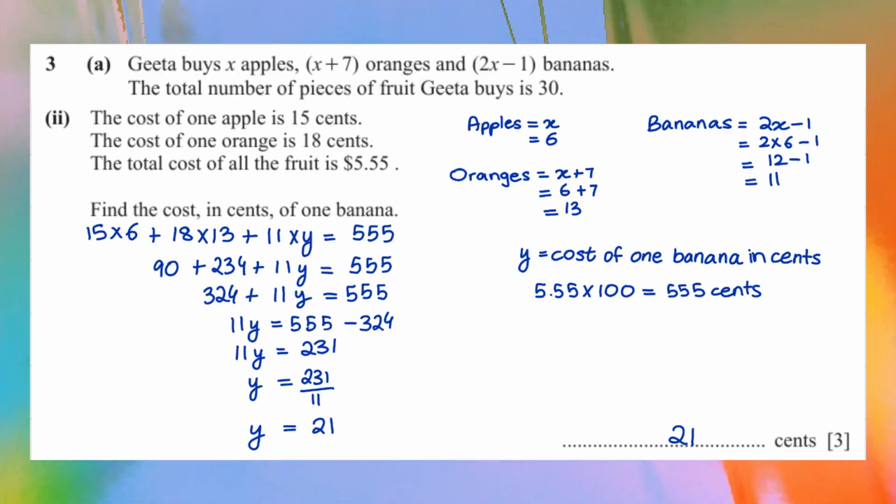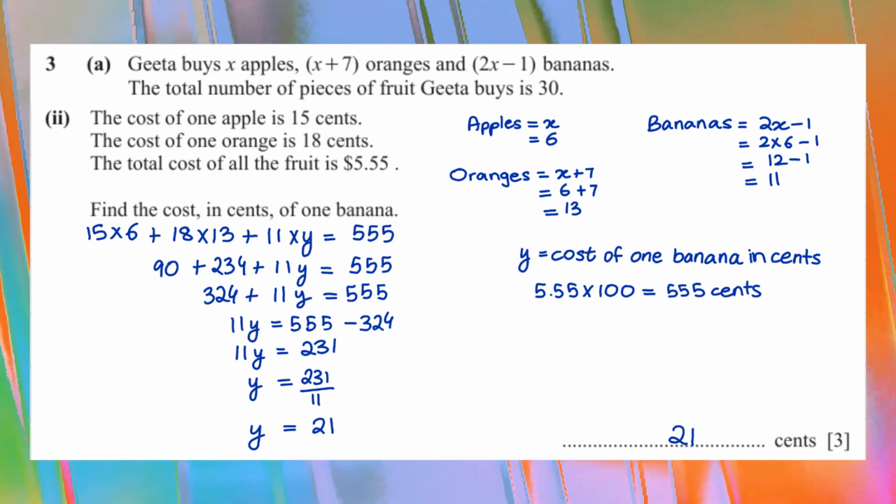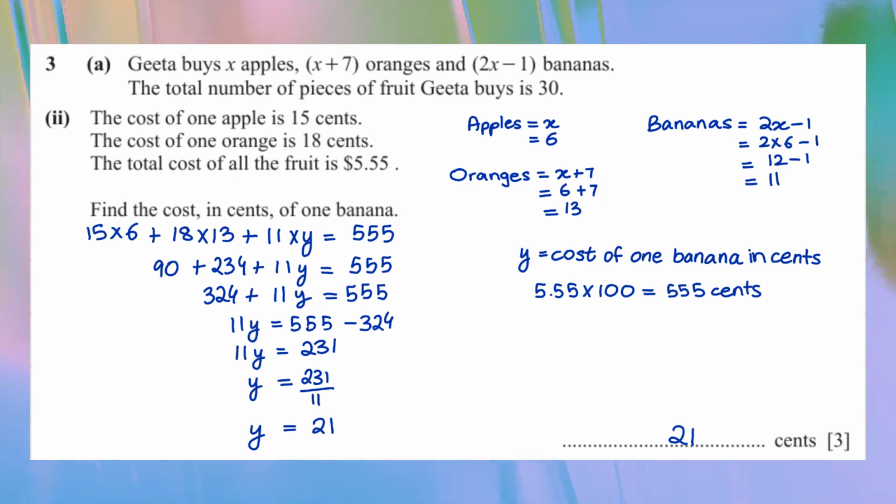Now to solve for part 2 of part A. It says the cost of 1 apple is 15 cents. The cost of 1 orange is 18 cents. The total cost of all the fruit is $5.55. Find the cost in cents of 1 banana.